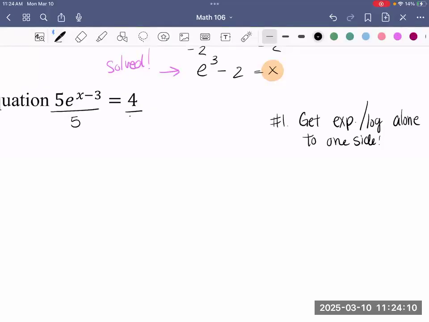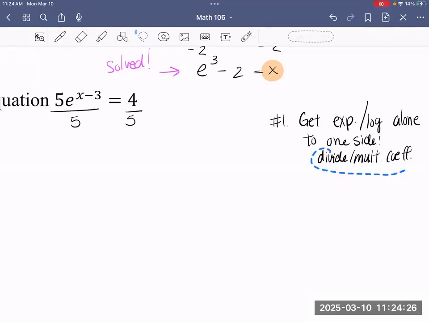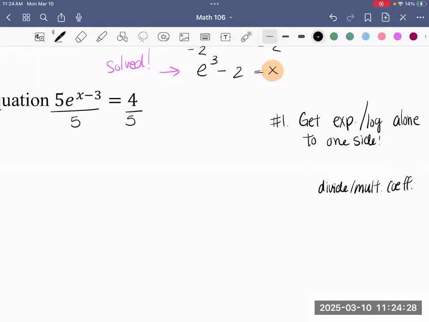So that means we need to get rid of your coefficient. So divide or multiply your coefficient. If you have anything that's added or subtracted, we could also do that as well, and that's usually something you want to do first. Add or subtract a constant, number 1, A, number 1, B, divide by your coefficient. So for us, we now have e to the x minus 3 is equal to 4/5.